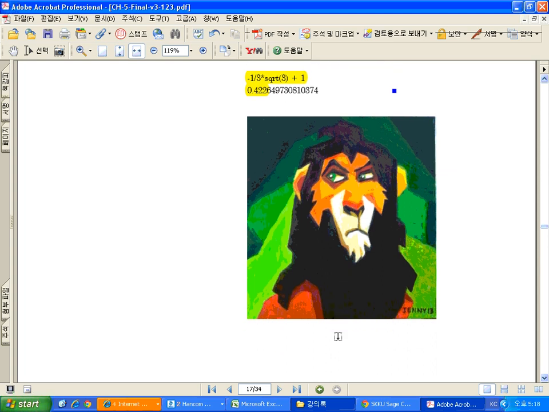I think that's it. This is the Lion King that my daughter recently drew and sent.